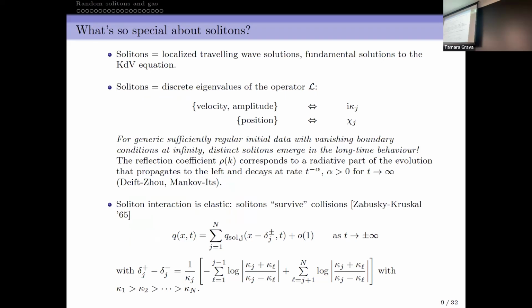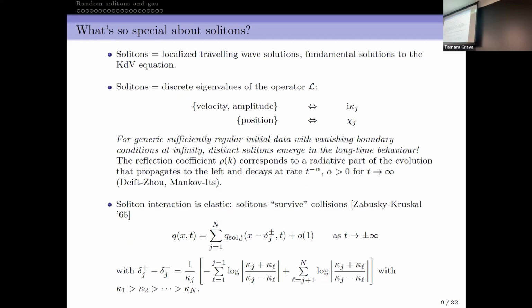So what are the basic properties of solitons? They are localized traveling wave solutions and the fundamental solutions of KdV. The eigenvalues of the Lax operator give the soliton amplitude and velocity, while the norming constant gives the position.